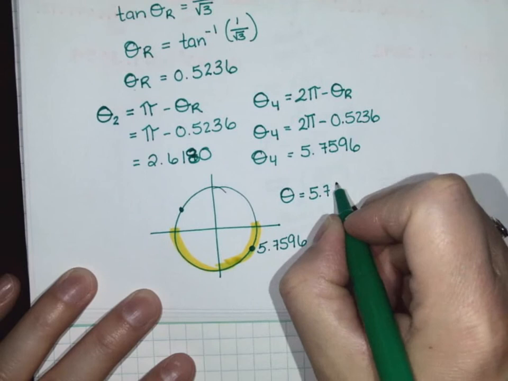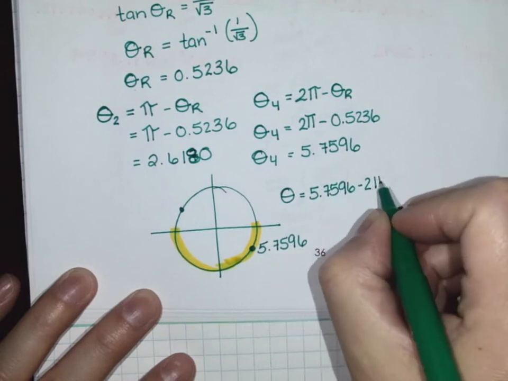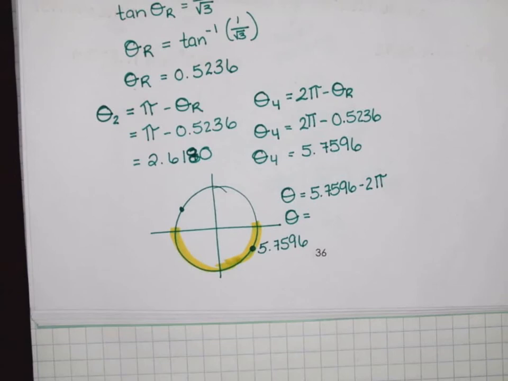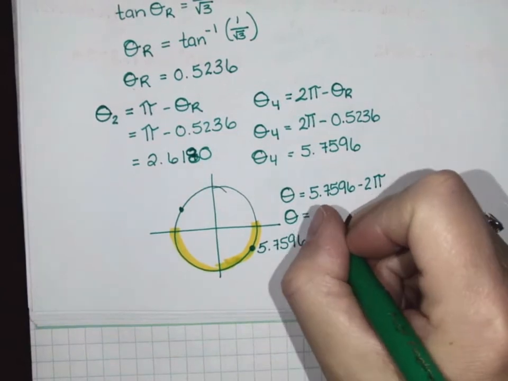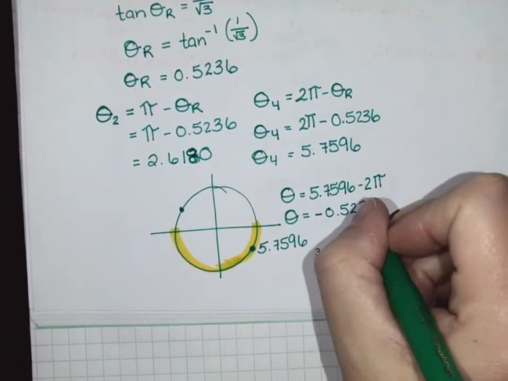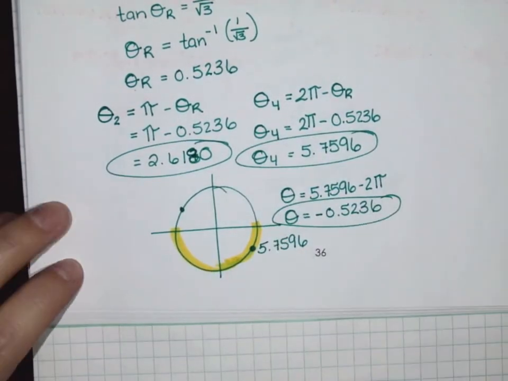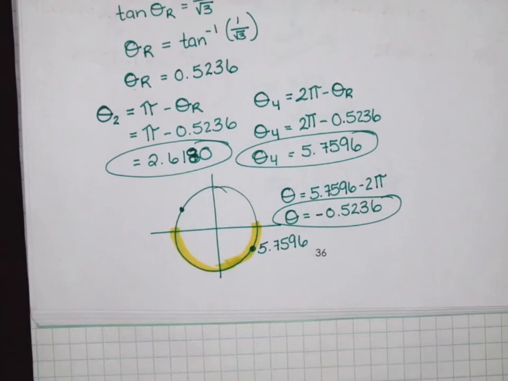So we're going to take 5.7596 and do negative 2 pi. Hopefully that's going to give us our reference angle. But it should give us a negative one of those, right? So my answers are this one and that one. Is my reference angle an answer? No, it is not.